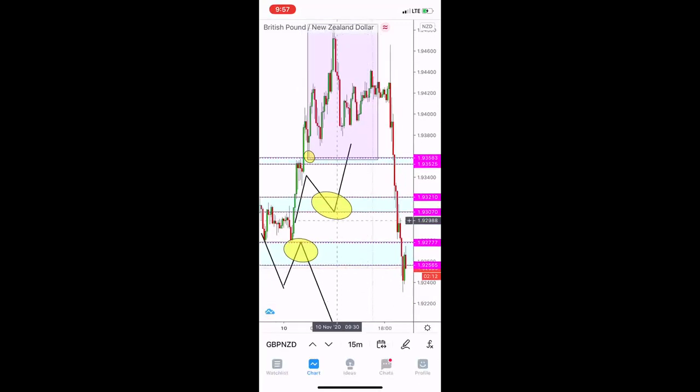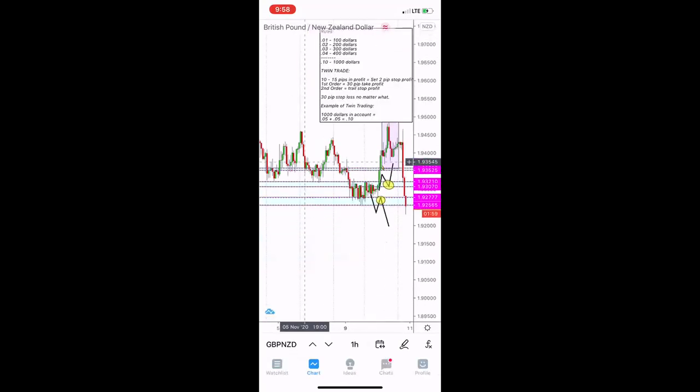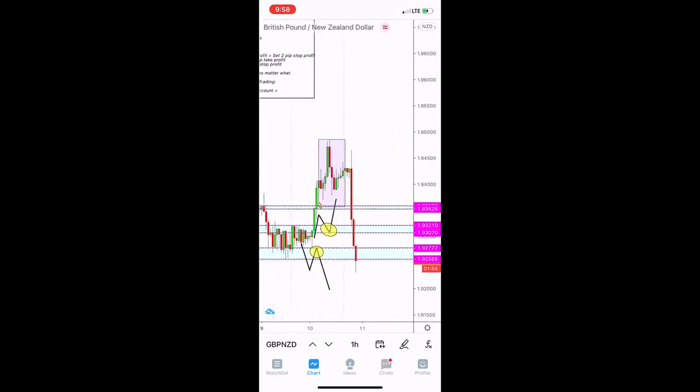So after this was captured, it looks like the stop profit was hit because of this huge downward shift, this huge momentum right here. So as of right now, let's go to the 1 hour. Let's see. It looks like I would still be waiting.